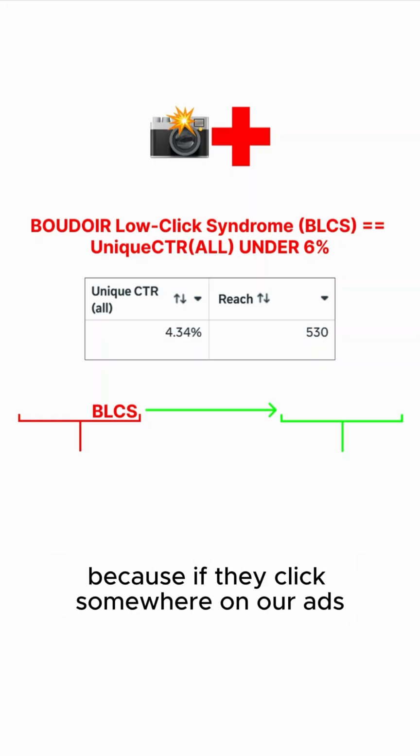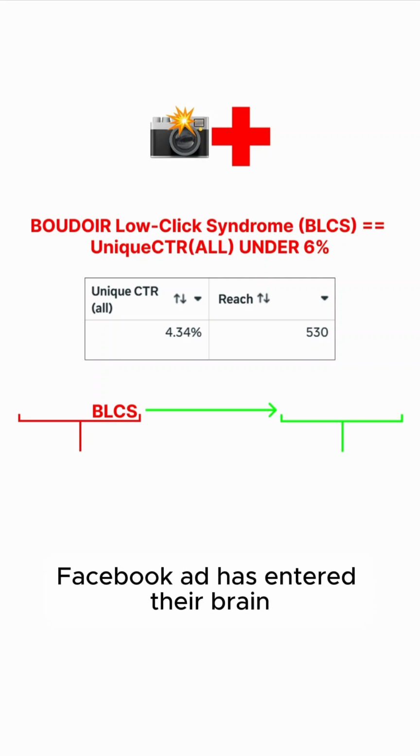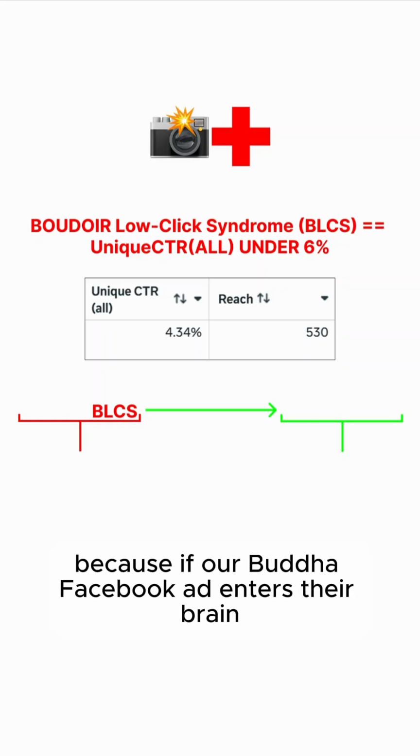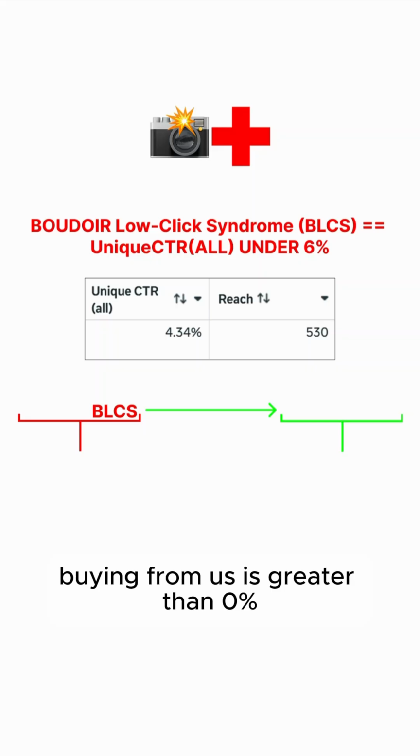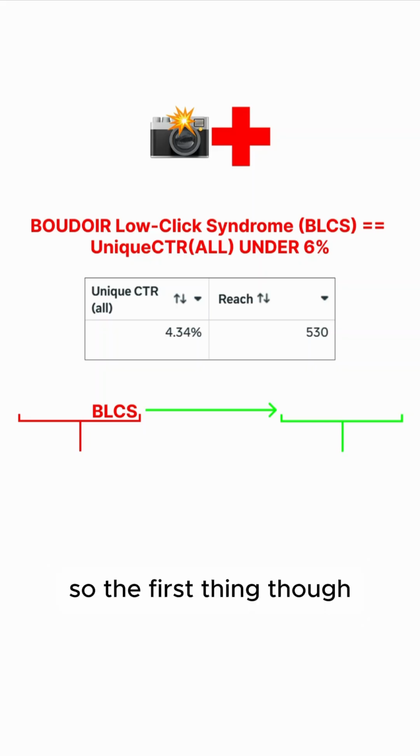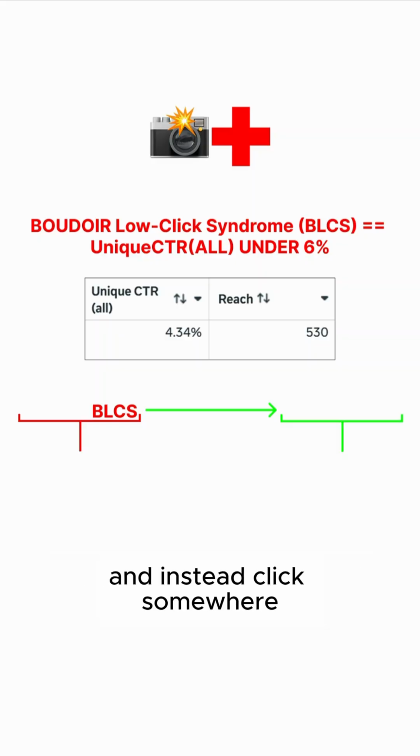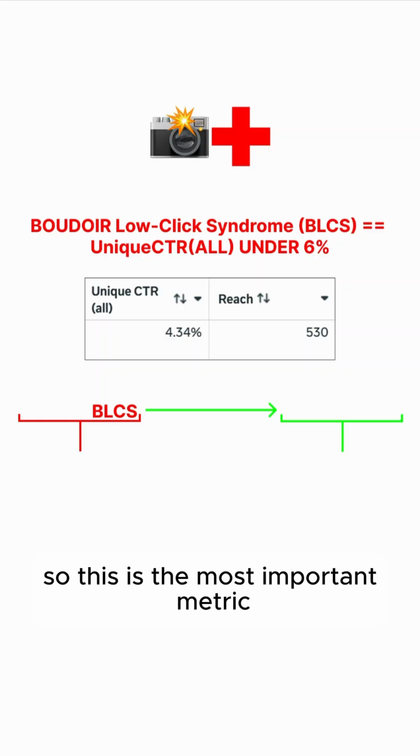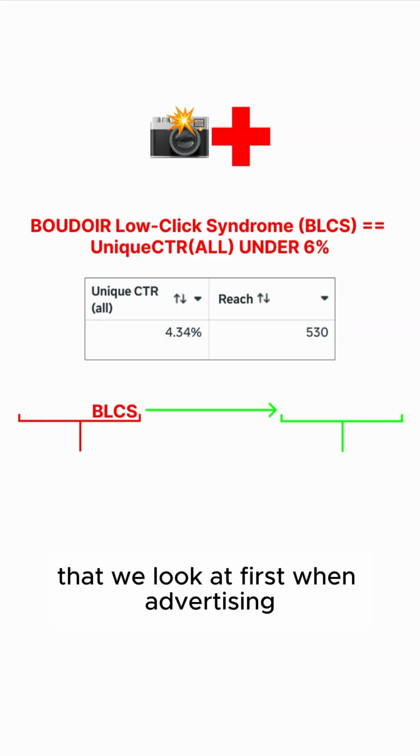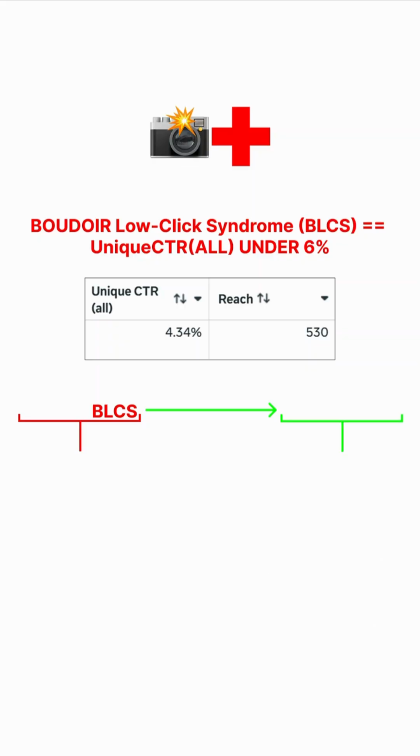Now, we care about this because if they click somewhere on our ads, that means your Boudoir Facebook ad has entered their brain. And if our ad enters their brain, that's the only way their chance of buying from us is greater than 0%. So the first thing we've got to do is get them to not scroll by and instead click somewhere, anywhere, on our Boudoir Facebook ad. This is the most important metric that we look at first when advertising, and what we need to optimize for first. It's the highest leverage activity we can do for all of advertising.